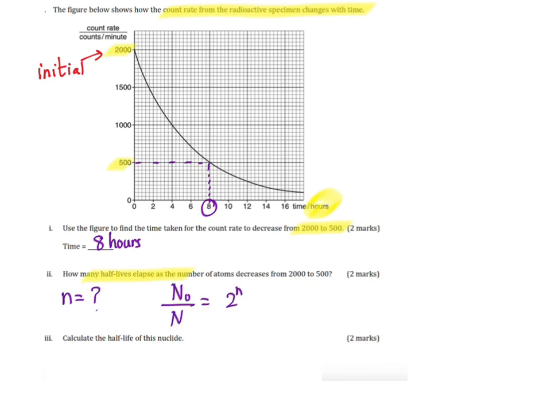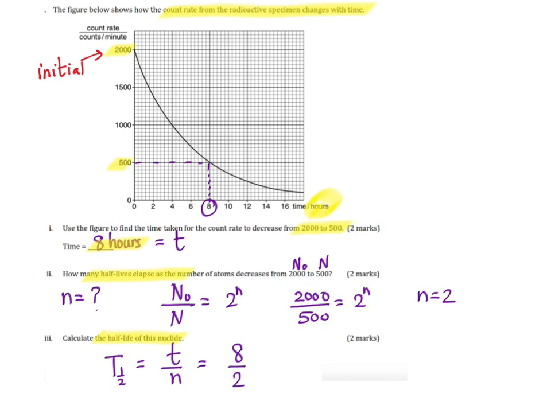We have got the formula N0 over N equal to 2 to the power of n. N0 is 2000, N is 500. Substitute that, get the answer as 2. That's the number of half-lives. Calculate the half-life of this nuclide. So we get T half equal to T over n. T is 8 hours. That's the time taken to reduce from 2000 to 500. So 8 over 2, that gives us 4 hours.